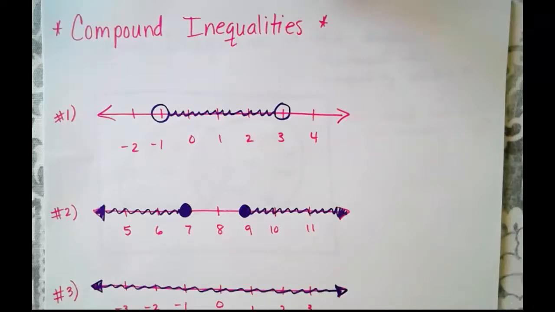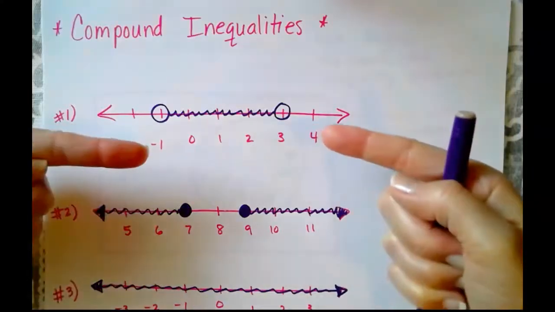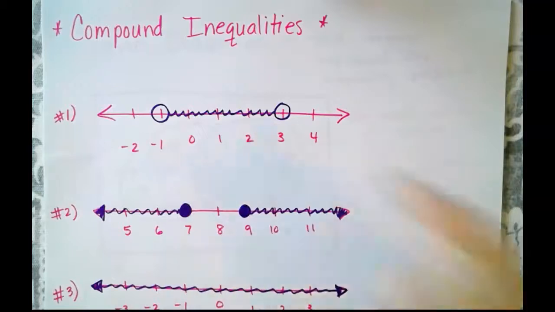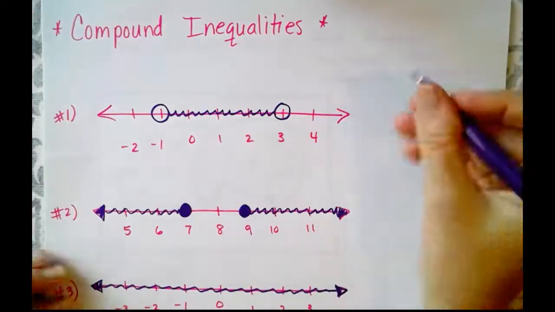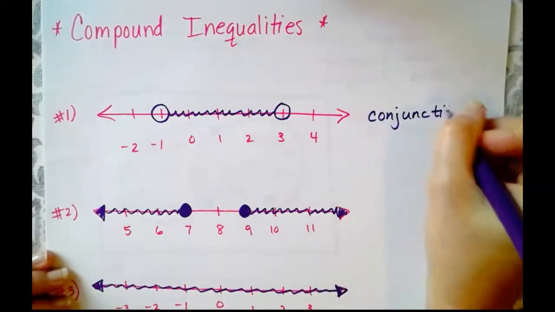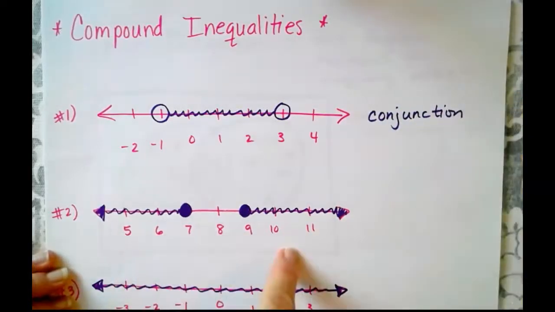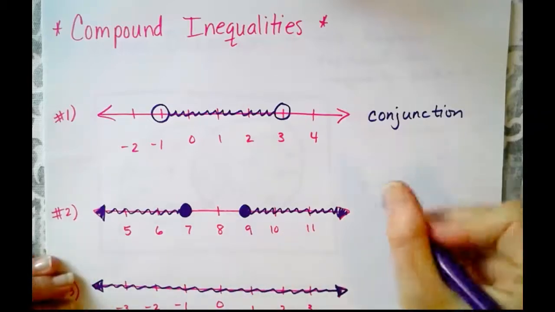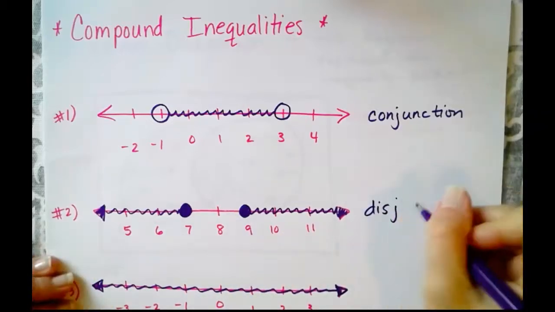And here we've got some compound inequalities, which are basically taking two sets of solutions and marrying them together on the number line. Sometimes our solutions overlap, as you see in number 1. That's called a conjunction of sets. So number 1 is a conjunction. And sometimes our sets disjoin. That's called a disjunction.